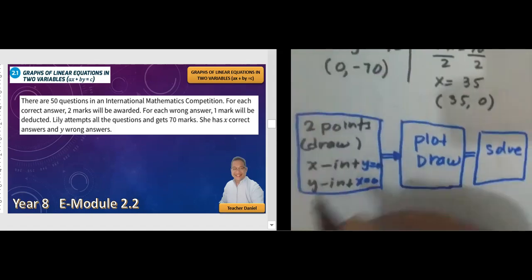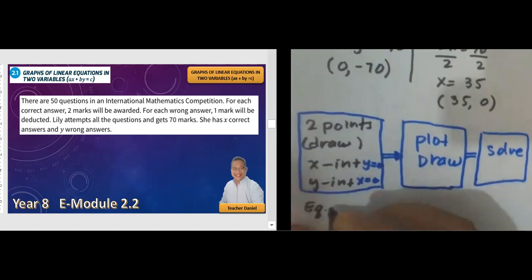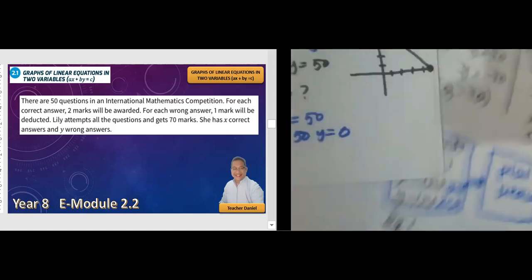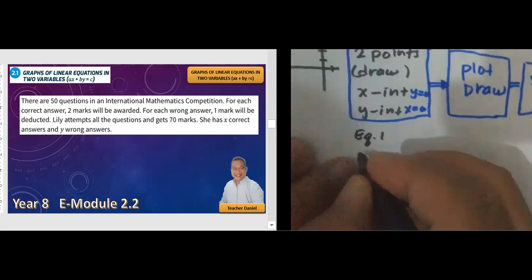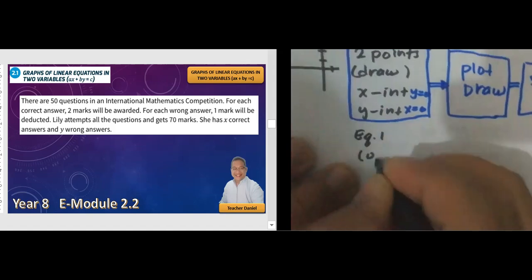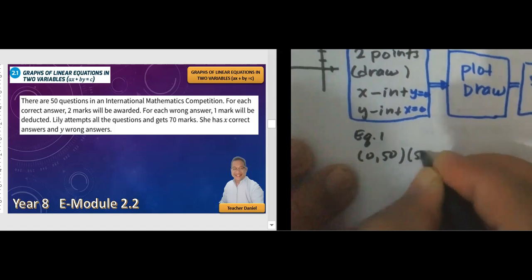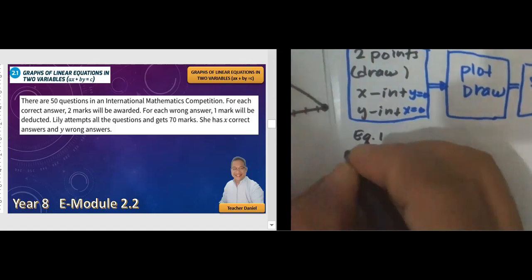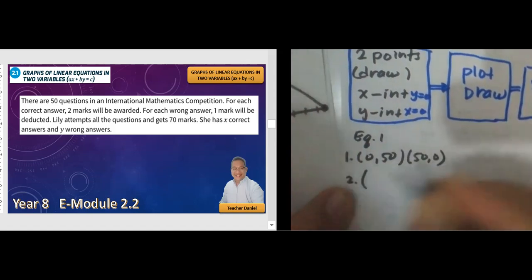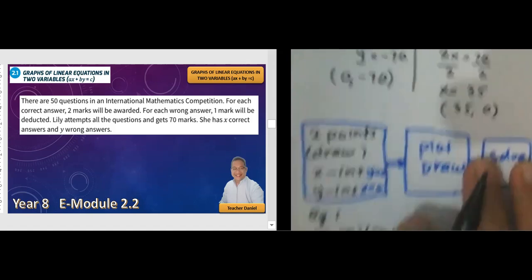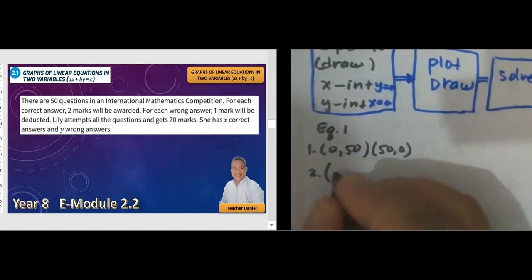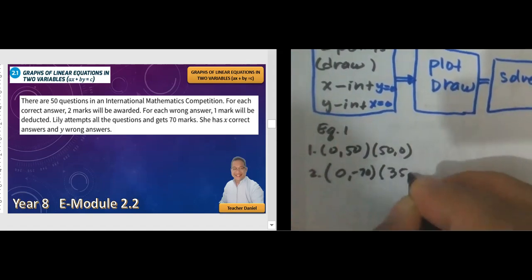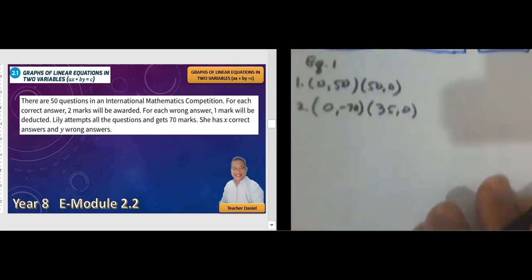In our equation 1, our x-intercept and y-intercept: I will just write it down. (0, 50) is the y-intercept, and (50, 0) is the x-intercept. That's equation number 1. In equation number 2, we have from here (0, -70) and (35, 0). And we are going to plot this.